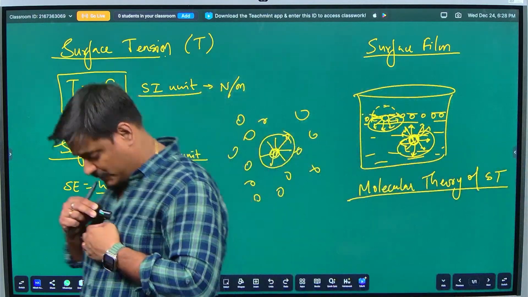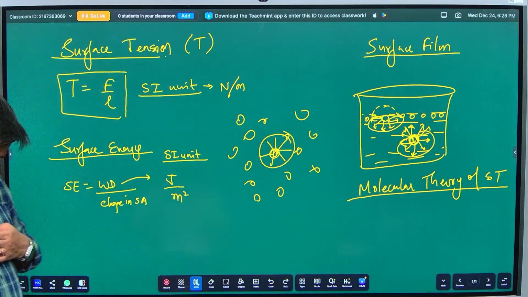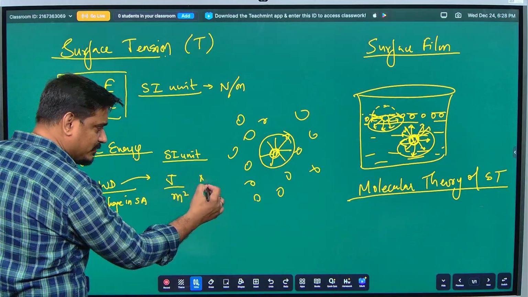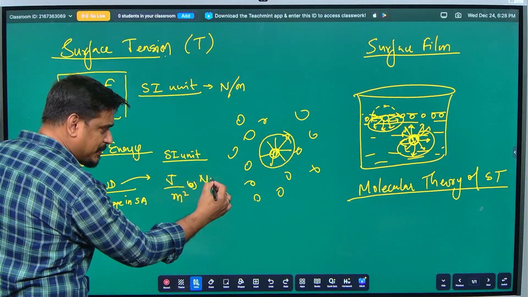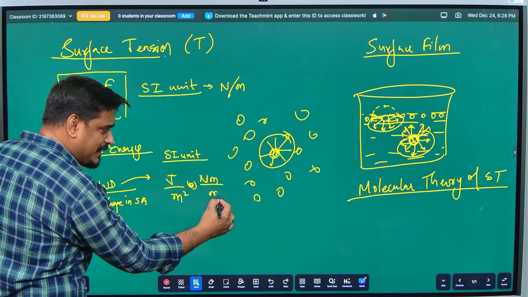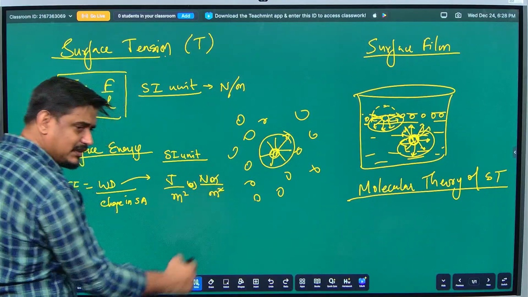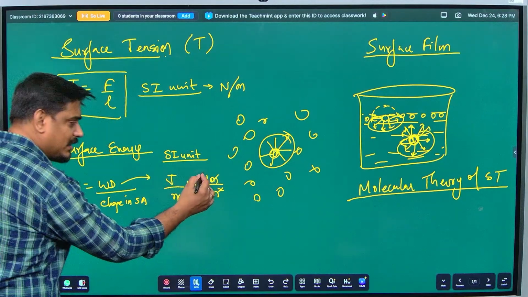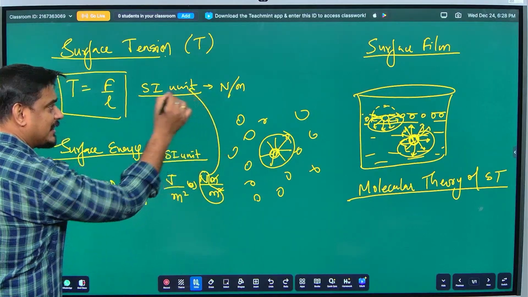Sorry. So I was talking about this work done. Work done means force into displacement. Force is Newton, displacement is meter, divided by meter square. This gets cancelled. What do we get? Once again, same as surface tension.